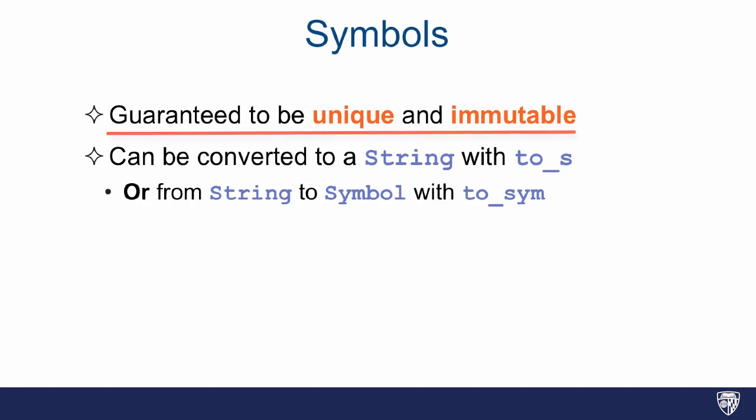Now, if you want to go back and forth between a string and a symbol, you could do that as well. So for example, you're using a symbol, but maybe you decide that you really want to modify the content as a string. You could just call the to_s method to convert the symbol to a string. Now, if something is a string, you could also convert it to a symbol by saying to_sym.